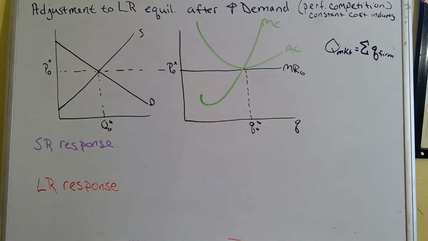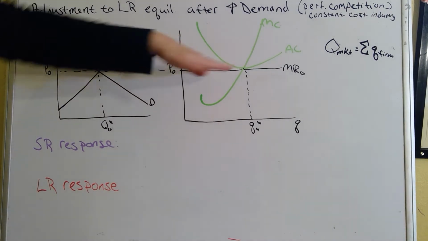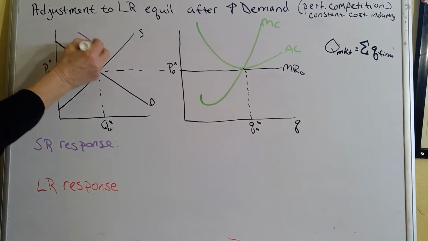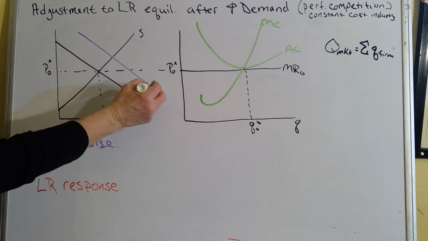Okay, so here's a firm in long-run equilibrium in perfect competition, a firm in an industry. The firm is making zero economic profit, price is equal to average cost. There's no incentive for entry or exit. So the market is stable, and then demand increases.